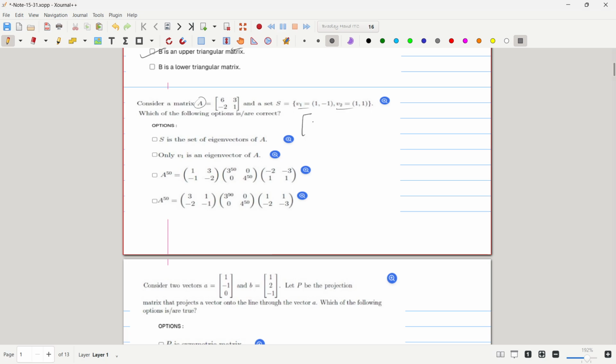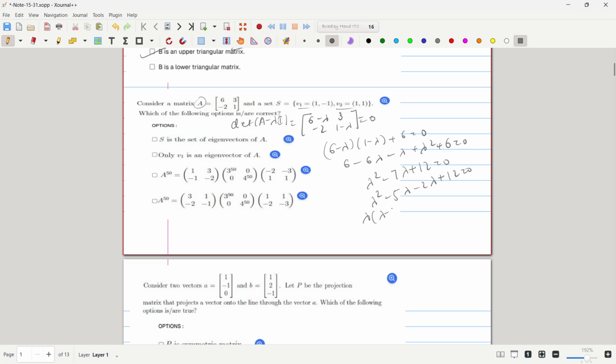First we need to find the eigenvalues of the A matrix. Using A minus lambda I, we get 6 minus lambda, 3, minus 2 and 1 minus lambda, equal to 0. So (6 minus lambda)(1 minus lambda) plus 6 is equal to 0. So 6 minus 6 lambda minus lambda plus lambda square plus 6 is equal to 0. Lambda square minus 7 lambda plus 12 is equal to 0. So lambda square minus 5 lambda minus 2 lambda plus 12 is equal to 0. Taking lambda common, lambda minus 5, and taking 2 common, lambda minus 6.